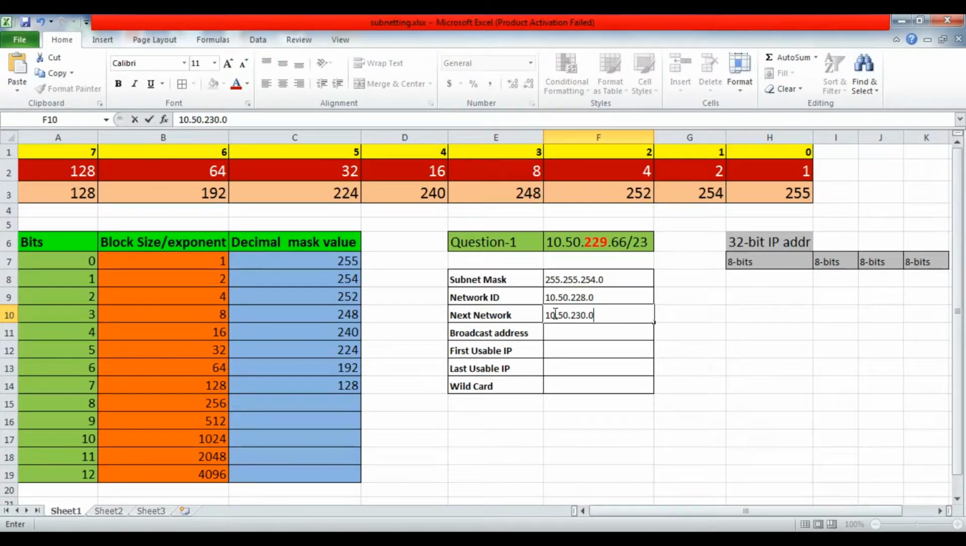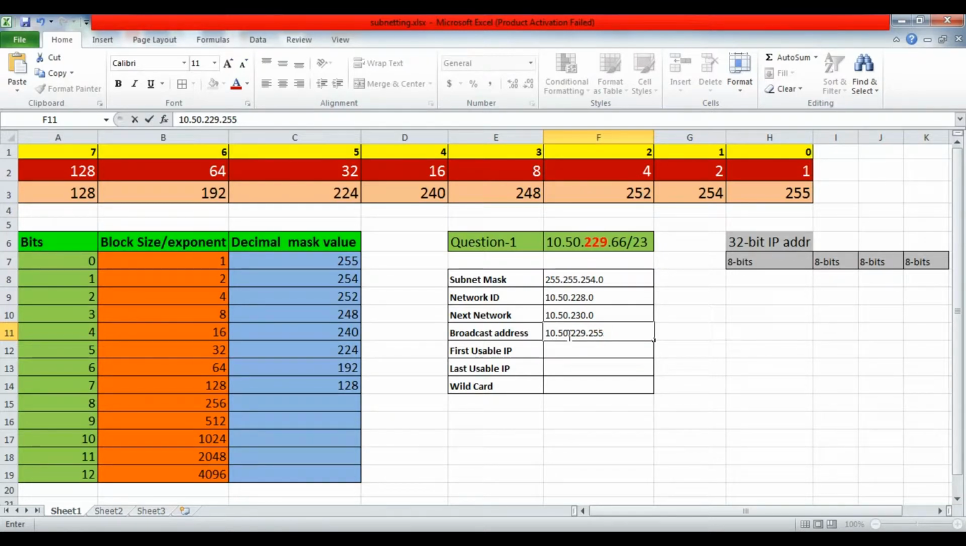10.50.230.0. Broadcast ID, we will write here 10.50.229, because this IP is starting from 228.1 till 229.255 fall in this subnet.